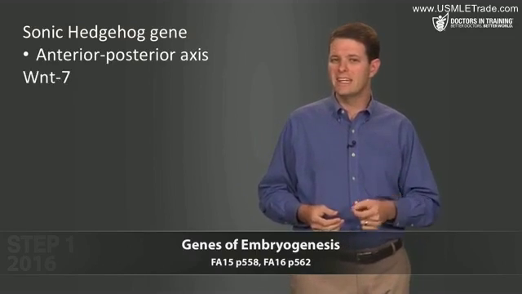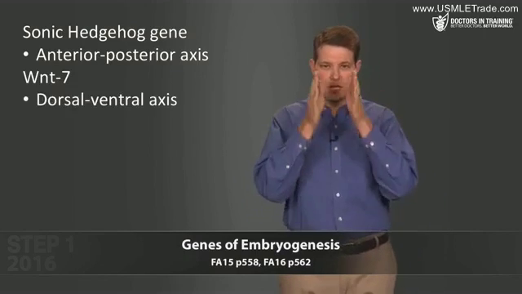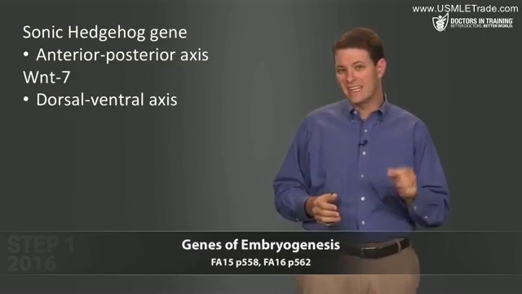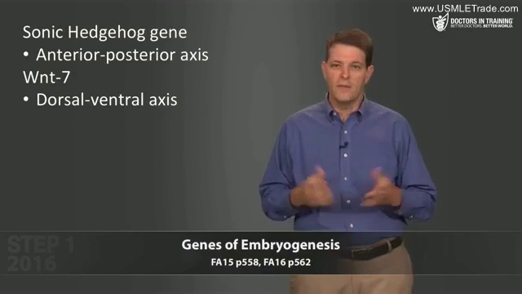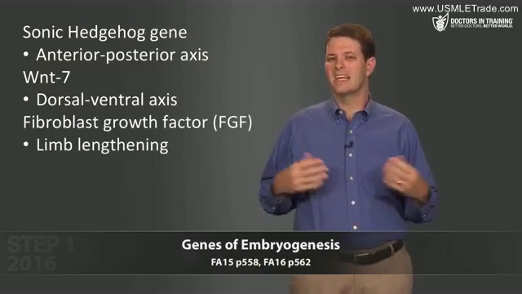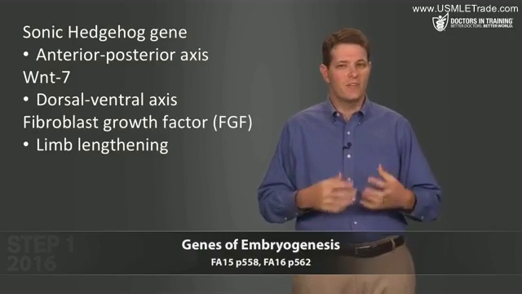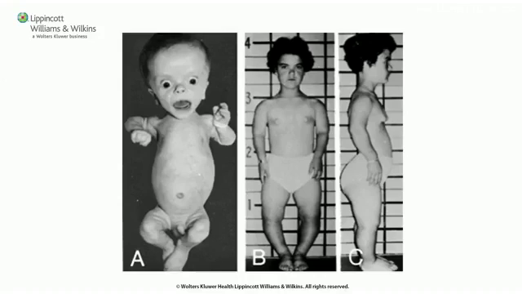There's another gene called WNT7, which is important for organizing the embryo in the dorsal ventral axis so that your feet and your nose are pointing in the same direction. One student suggested that the NT in WNT7 can remind you that this gene controls the direction of the nose and the toes. And there's a gene called FGF that's important for limb lengthening. So FGF is fibroblast growth factor. So if you have a defect of this FGF gene, you're going to have short limbs. And actually, a mutation in the gene for the FGF receptor 3 causes achondroplasia, which results in, you guessed it, short limbs.